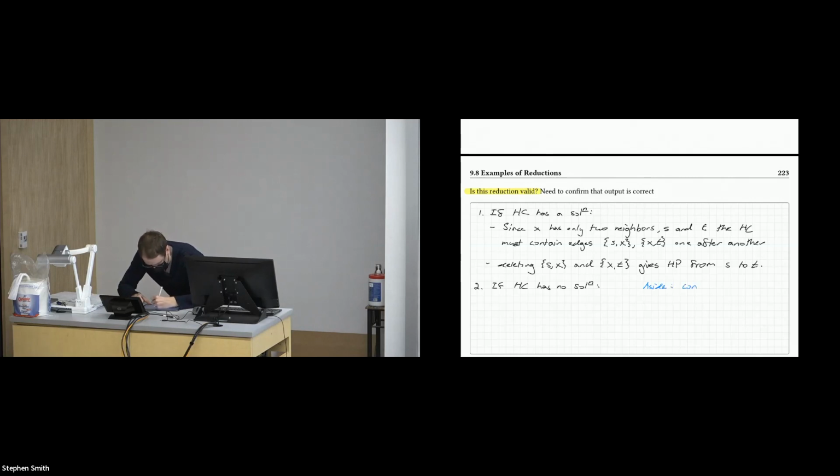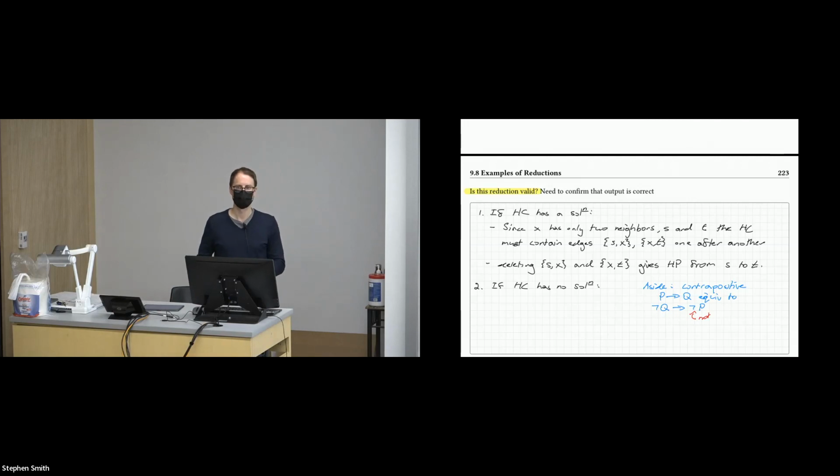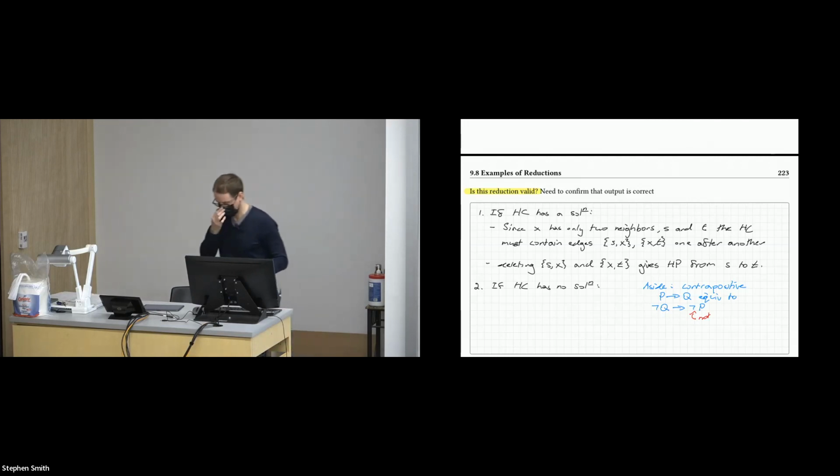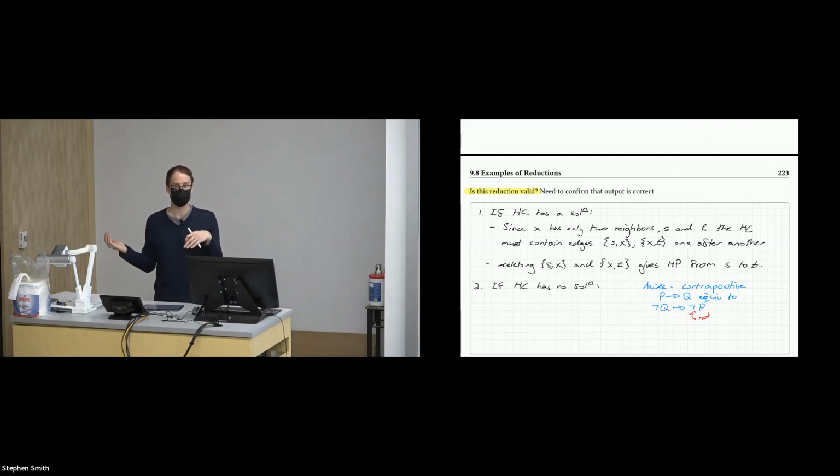Aside, it's the contrapositive. If I want to show P implies Q, it's equivalent to not Q implies not P. Right, that symbol there is not. So instead, I can just show if there's a Hamiltonian path, then there must be a Hamiltonian cycle in my constructed graph.